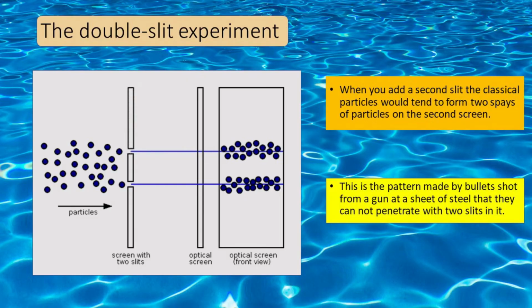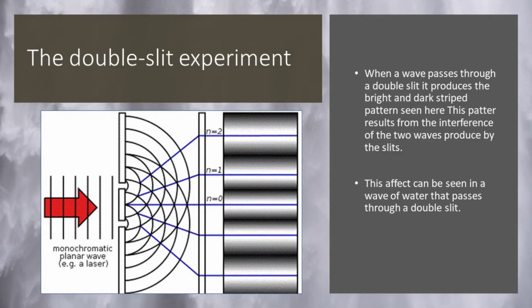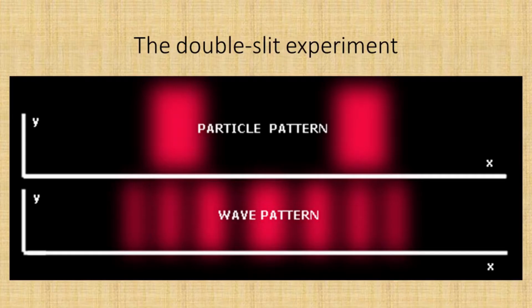When you add a second slit, the classical particles would tend to form two sprays of particles on the second screen. This is the pattern made by bullets shot from a gun at a sheet of steel that they cannot penetrate, with two slits in it. When a wave passes through a double slit, it produces the bright and dark striped pattern seen here. This pattern results from the interference of the two waves produced by the slits. This effect can be seen in a wave of water that passes through a double slit. Here's an illustration showing the particle pattern and wave pattern together. The difference is striking and obvious.